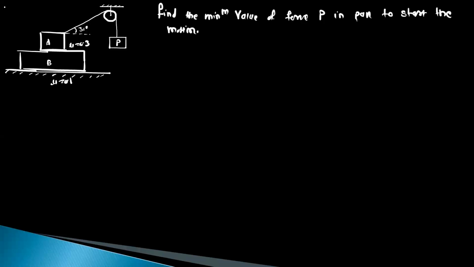Okay, so note down this next problem. Here block A is kept on the block B, and one pan is connected to the block A, and the string is passing over this pulley. We have to find out the minimum value of the force P in the pan to start the motion. So how much weight we should add in this pan so that the motion will start.